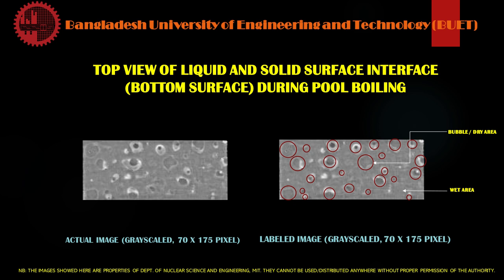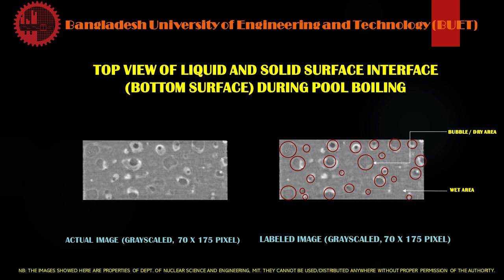So you can see the top view of the solid and liquid surface interface, which is the bottom surface during a pool boiling incident. You can see here there are bubble corresponding dry spots on the right side. You have a picture of bubble corresponding dry spots and wet area. This is basically a surface area, a solid and liquid surface area, the bottom surface. So you see the bubble corresponding dry area and wet area accordingly.